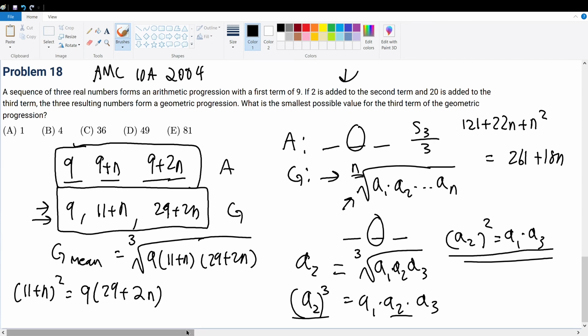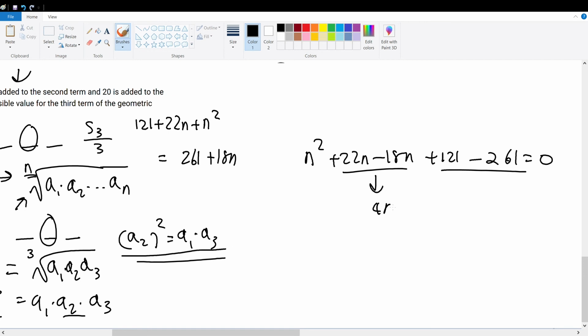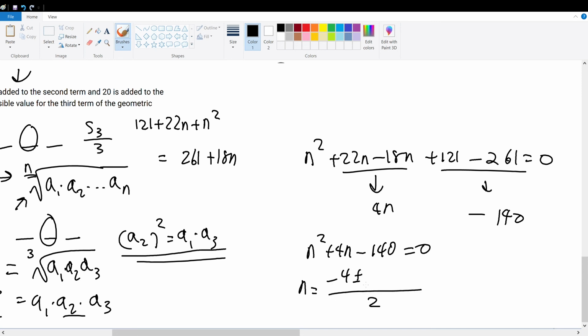I'm running out of room, so we're going to scroll to the right for more. We can isolate every term on the left-hand side. So n squared plus 22n minus 18n plus 121 minus 261 equals 0. Combining like terms, this becomes 4n, and negative 140. So n squared plus 4n minus 140 equals 0. We can solve this through the quadratic formula: negative b plus or minus the square root of b squared, 16, minus 4ac, which is plus 560, over 2a. This is the same as negative 4 plus or minus the square root of 576, over 2.